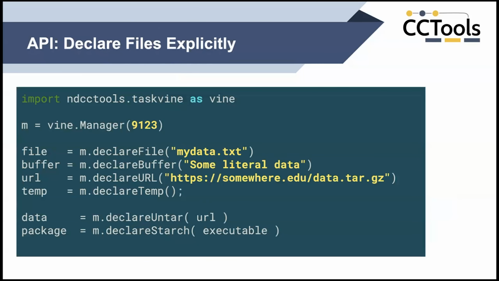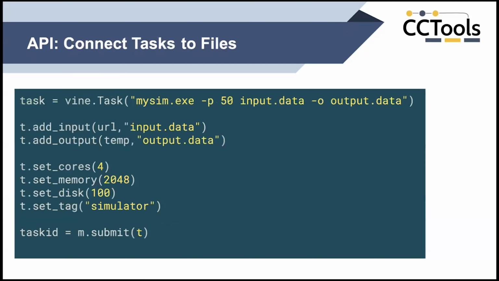This isn't going to be a lesson in the API, but just to give you a sense of it, if you wanted to write some TaskVine code directly, you would write some Python by which you declare your inputs to the workflow. You've got a file, you've got some literal data, you've got a URL, maybe you have a temporary file. And then you may even wrap those in some operators like untar or starch. And then you define tasks. That task may consist of an executable. And then we're going to attach things to the namespace of that task, maybe define some resources and submit it.